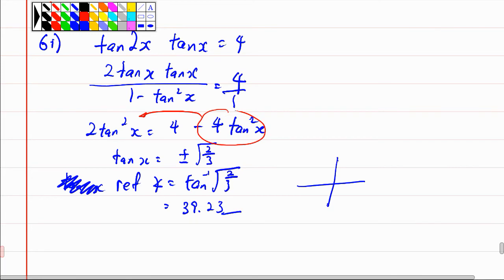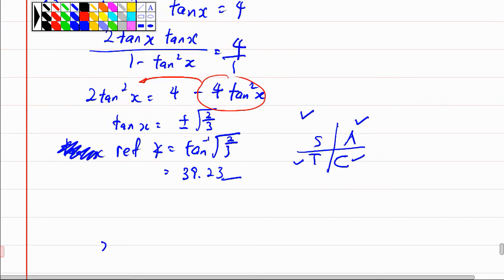Now, tangent is plus and minus. So where do you choose? Positive, you choose A and T. Negative, you choose S and C. So you will have 4 answers. Do you follow? Alpha, yeah. Reference angle is the alpha. It's the basic angle, it's the reference angle, it's the alpha. All are the same. So x will be equal to 1, 2, 3, 4. Do you follow? Okay?